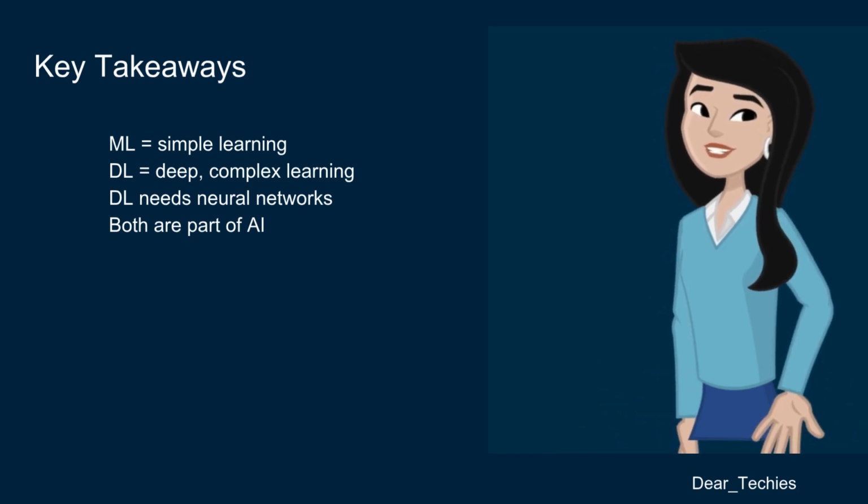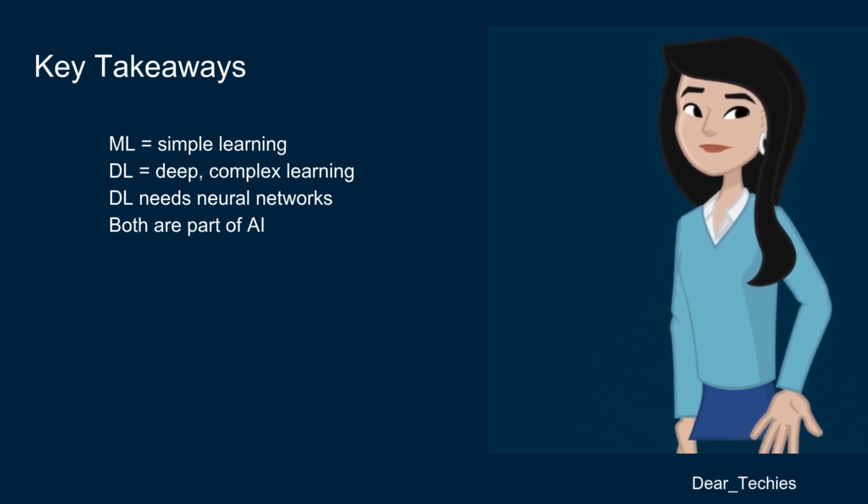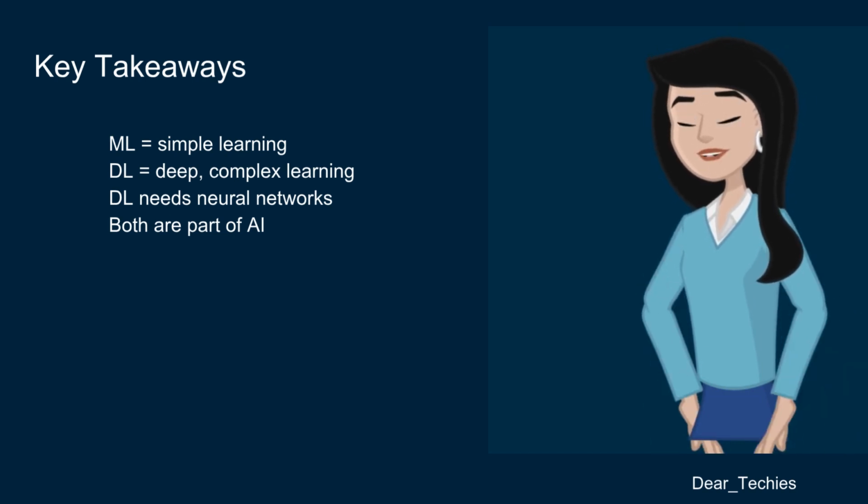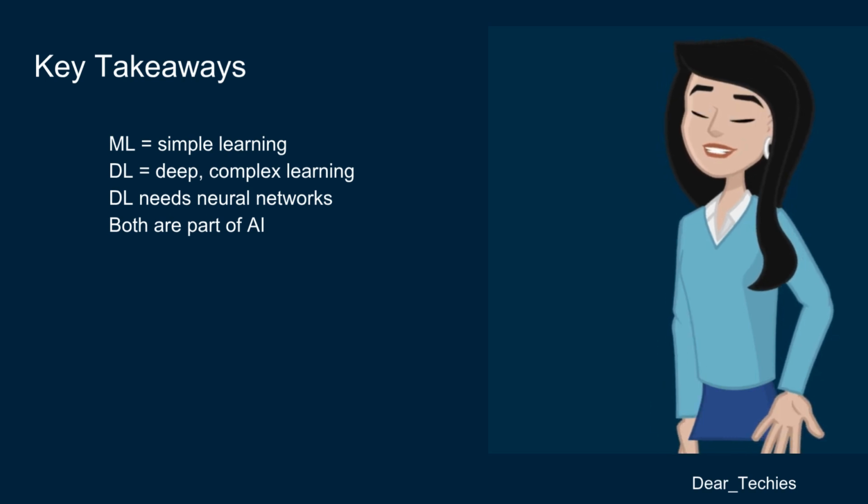Deep learning uses neural networks and works best with large amounts of data. And remember, both machine learning and deep learning are important parts of artificial intelligence.